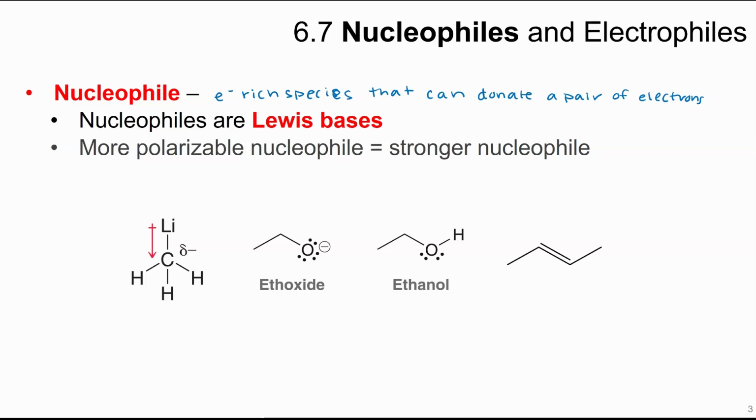So a couple of nucleophiles that we see here is this carbon negative where the lithium is positive. Ethoxide is a negative charge. And then we have an example where the nucleophile is lone pairs, or it can be a pi bond. So all of these have electron density here. In a case where there is a formal negative charge, that makes a stronger nucleophile because it is more polarizable. So we can send the electron density here because it's formally negatively charged.